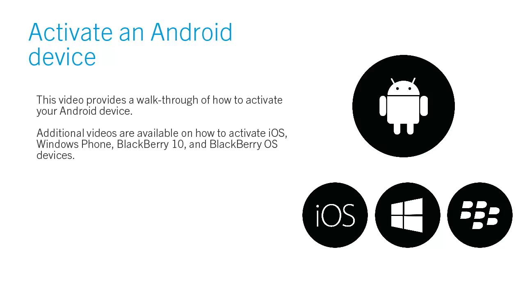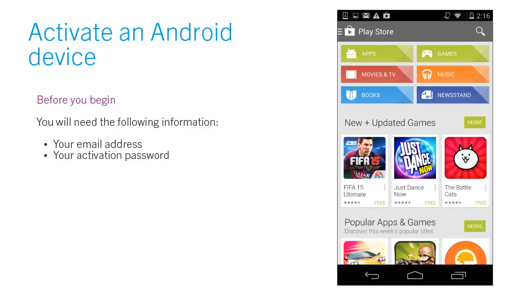This video provides a walkthrough of how to activate your Android device. Additional videos are available on how to activate iOS, Windows Phone, BlackBerry 10, and BlackBerry OS devices. Before you begin, you will need the following information: your email address, your activation password.